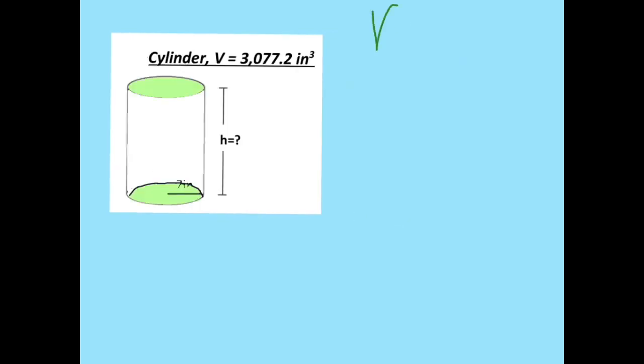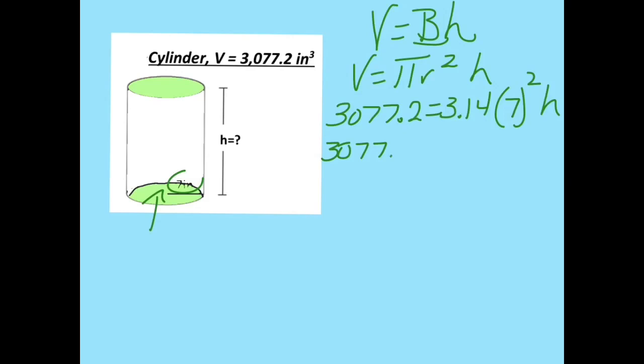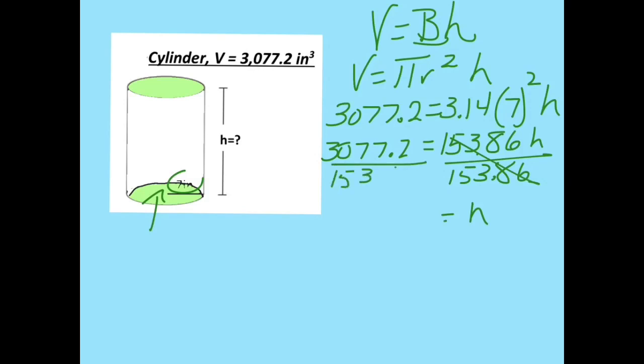Our cylinder has matching bases, so we'll start with V equals big BH, and we're going to replace B with the area of a circle, which is pi r squared, times the height of the cylinder. Now our substitution step, 3.14 for pi, the radius is 7, and then the H is what we're solving for. Simplify the right-hand side, and you will get 153.86 times H. When you divide by that on both sides, you do that to isolate your variable and get H. Do the same thing to the other side, and that will give you 20. So the height is 20 inches.